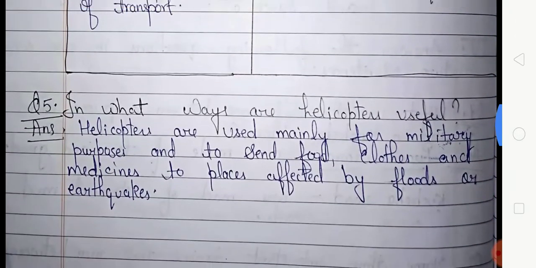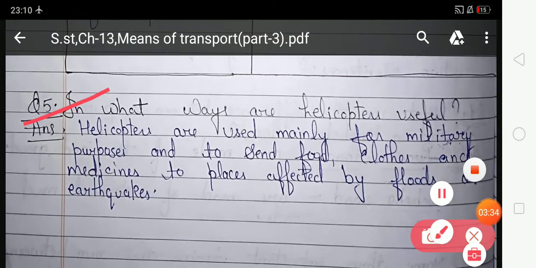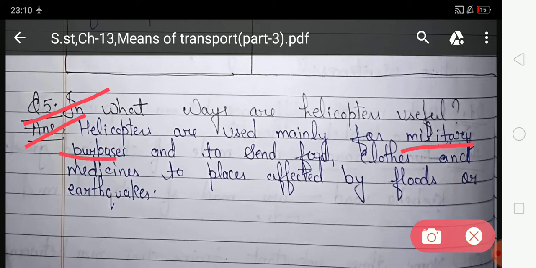So now come to the next question, that is question number 5. In what ways are helicopters useful? So students, in this question you have to write about the usefulness of helicopters. Your answer is: helicopters are useful for military purposes and to send food, clothes and medicine to places affected by flood or earthquake. So students, helicopters are useful for many purposes like military purposes and sending food, clothes and medicine to the places which are affected by floods and earthquakes.